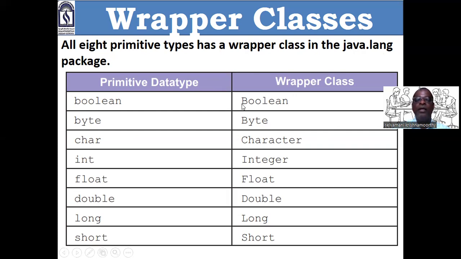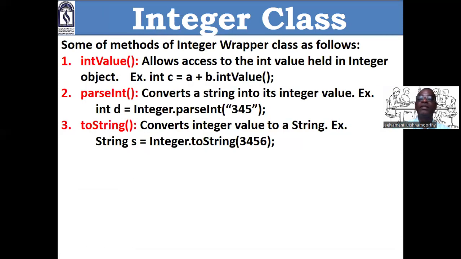Boolean, see underline, capital B. Small boolean means that is a data type. Capital B Boolean means that is a wrapper class. In the same way, byte, Byte; char, Character; int, Integer; float, Float; double, Double; long, Long; short, Short. Am I right? Once again I repeat the same thing: small letter means that is a primitive data type. Capital first letter means that is a wrapper class. You must understand. Okay, now let us proceed. What methods are available within the Integer class?